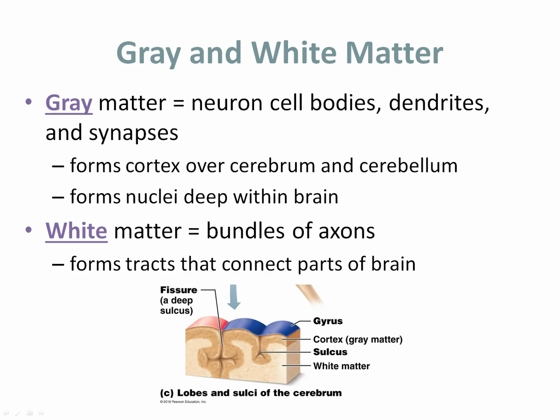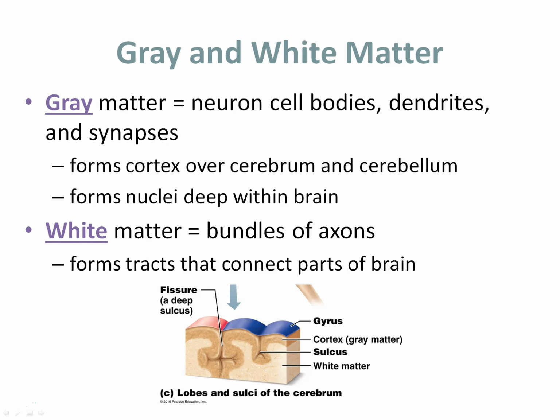Gray matter in the brain includes neuron cell bodies, dendrites, and synapses. This gray matter forms a cortex over both the cerebrum and the cerebellum. Gray matter is also found in nuclei deep within the brain. When we discuss the brain and we call something a nuclei or nucleus, it's a group of cells that have a similar function. So they work together to control something. This is not the same as the nucleus of a cell. So in the brain, a nucleus is a group of cells that work together.